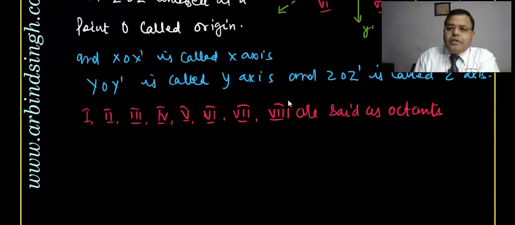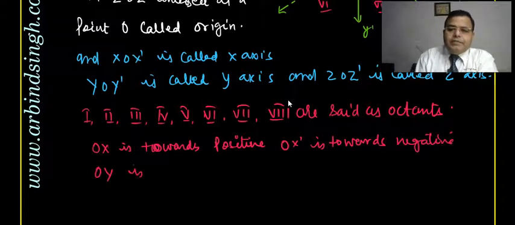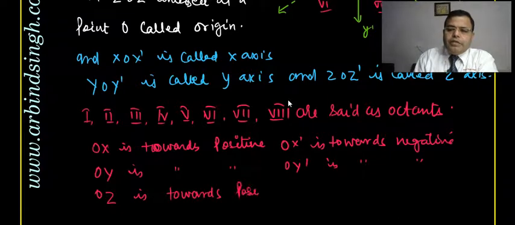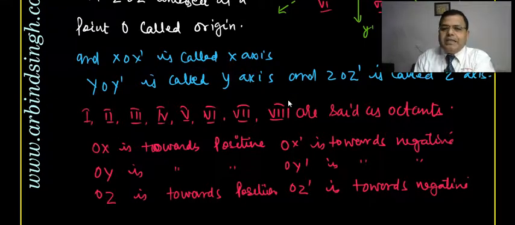You know, OX is taken positive, OX is towards the positive side, and OX dash is towards negative. Similarly, OY is the positive side, OY is towards positive, and OY dash is towards negative. OZ is towards positive, and OZ dash is towards negative.